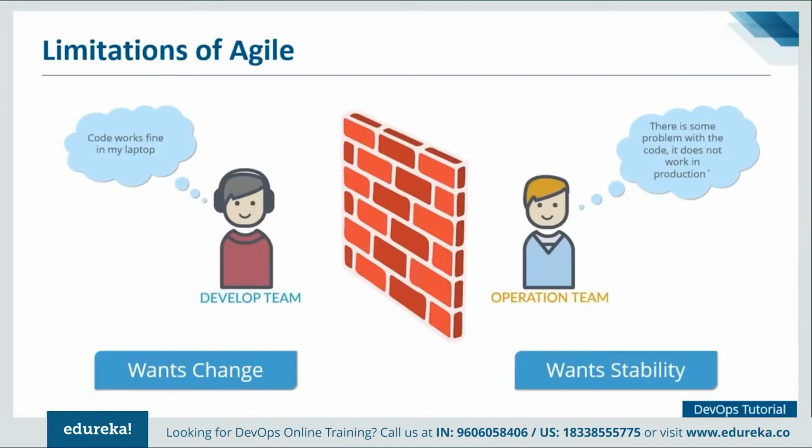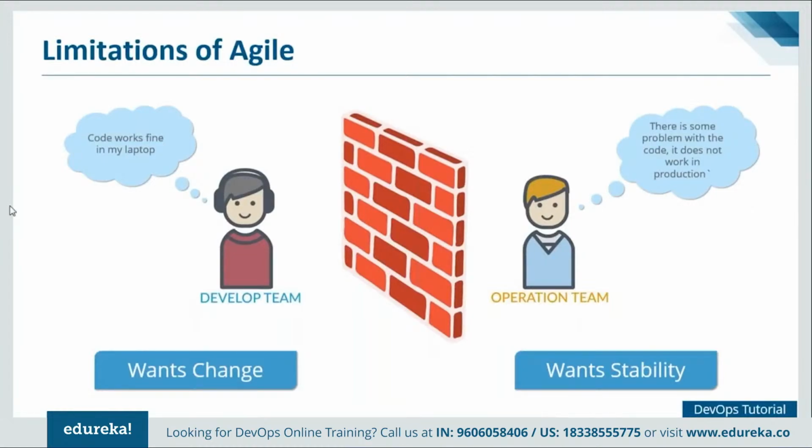Fine. So let me give you a quick recap of the things we have discussed till now. We have discussed quite a lot of history. We started with the traditional waterfall model, and we understood its various stages and its limitations. Then we went ahead and understood what exactly agile methodology is, how it is different from the waterfall model, and what the various limitations of agile methodology are. So this is what we have discussed till now.